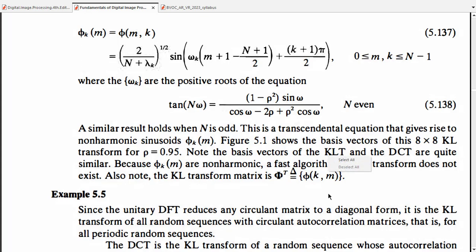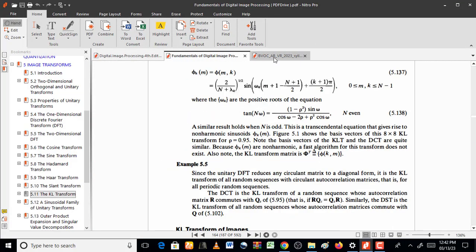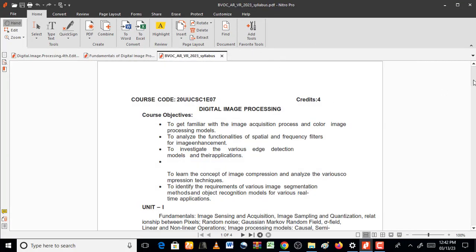This is a major rule applicable to the fast Fourier transformation, supported by the DCT. Both are quite similar in nature, because phi_k(m) are non-harmonic. A fast algorithm for the KL transformation does not exist. Also, the KL transformation matrix is Phi transpose, with elements phi_k(m). So this is the end of this second unit.